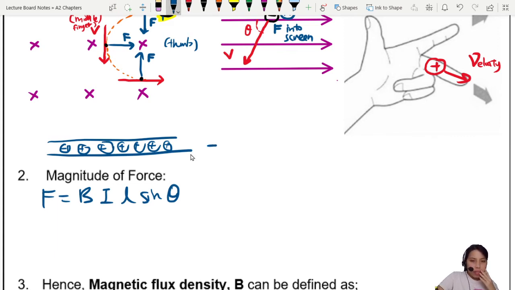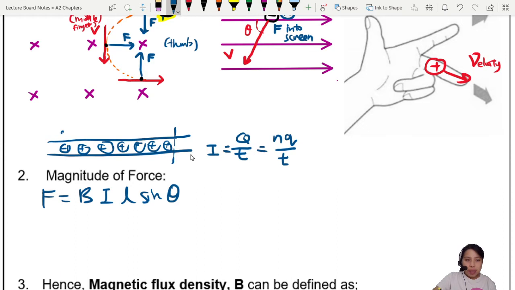There's a way to define current, which is the total charge that flows past a point per unit time. Remember this from AS? The definition of current: how much charge passed through in a certain time. This total charge can also be calculated by the number of charges, so I'm just going to say N times Q over T.